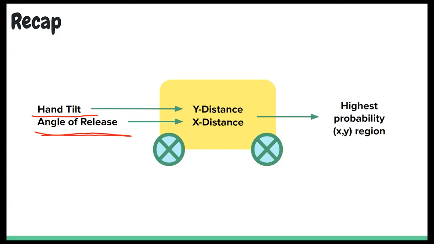And what this means in effect is that from our data, with hand tilts that were lower, we expected that they would deviate less from line, so we would throw it more straight. And with angle of release that was more moderate, we expected that it could go farther.